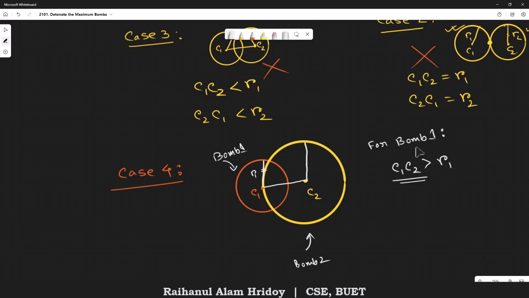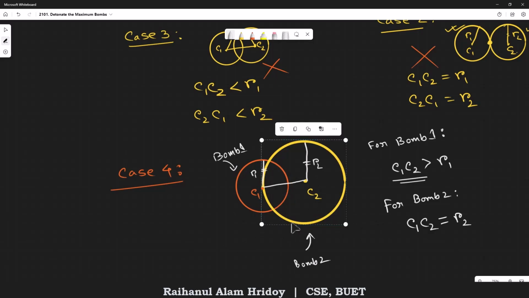But for C2 its radius is R2. But for bomb 2, when we are determining for bomb 2, C1 C2 will be less than or equal to R2, right? Because in this case it will be equal to R2. So R2 is the radius from C2 to its range, and we can see this is in the tangent of the circular line. This falls into the circular line of bomb 2, which is its shock wave radius. So it falls into this.